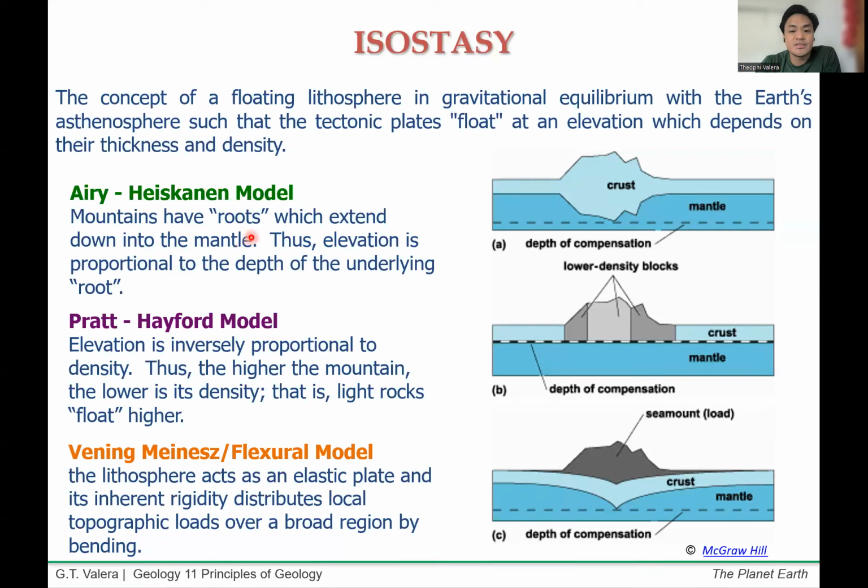The Airy-Heiskanen model suggests na kung ano yung bundok sa taas, meron siyang reflection sa baba, which acts as its roots. So parang yung buildings natin, for you to have a tall building, you should have a very deep root, which we call a foundation. So that keeps the building in place. So you can think of it that way. So yung Airy-Heiskanen model suggests that mountains have roots extending down into the mantle. Thus, the elevation of the mountain is proportional to the depth of the underlying root.